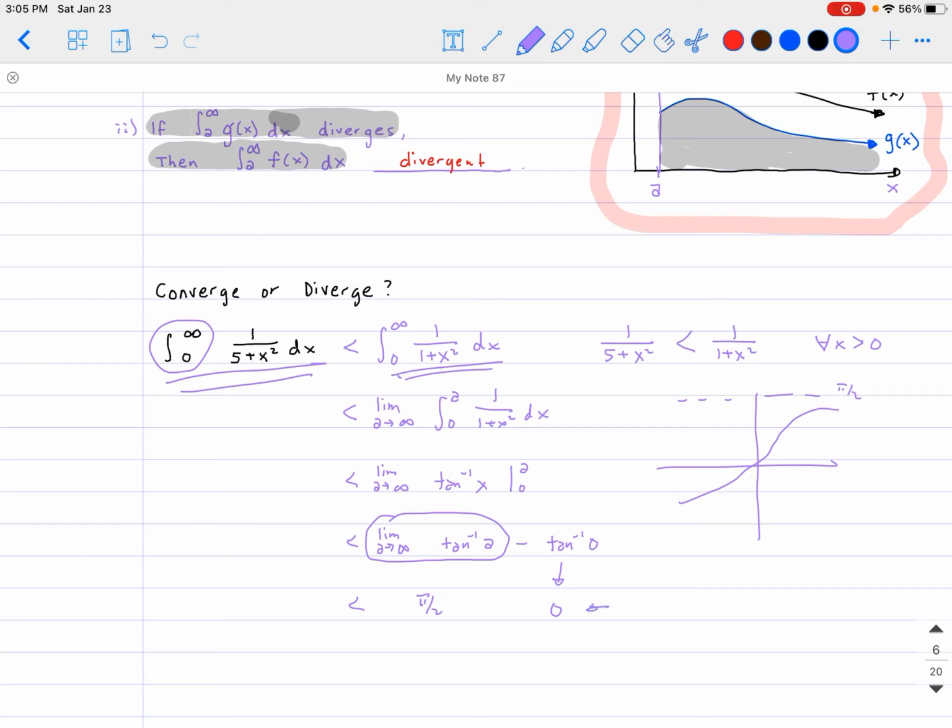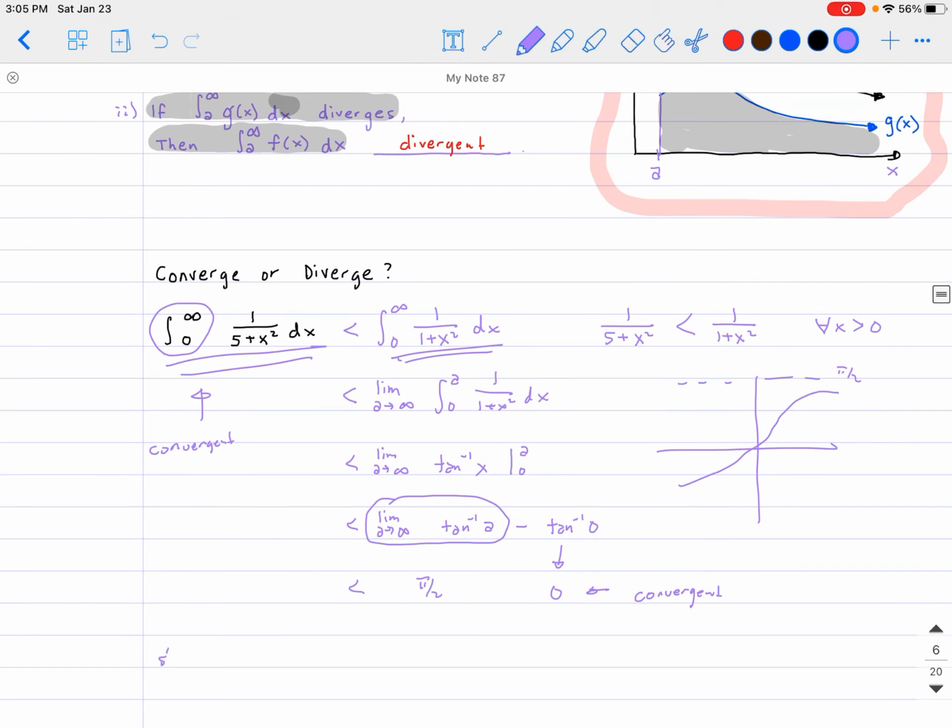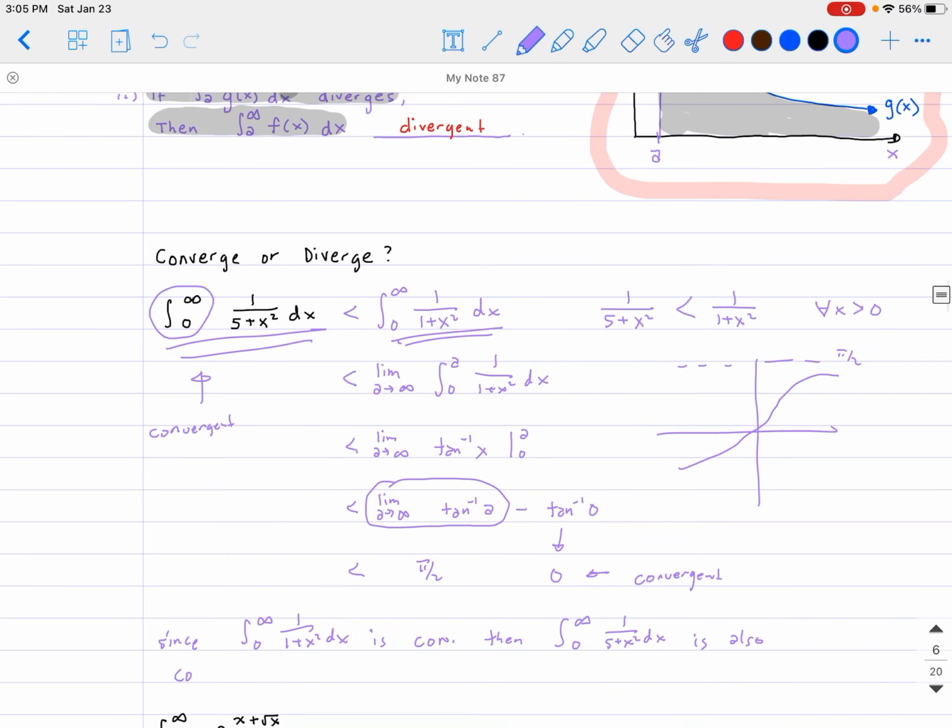And we showed that in this case, since the upper function is convergent, then therefore this one right here has to be convergent. So the way that we can say it is the following. Since the integral from 0 to infinity of 1 over 1 plus x squared dx is convergent, then the integral from 0 to infinity of 1 over 5 plus x squared dx is also convergent, by the comparison theorem. So comparison theorem. All right, cool.